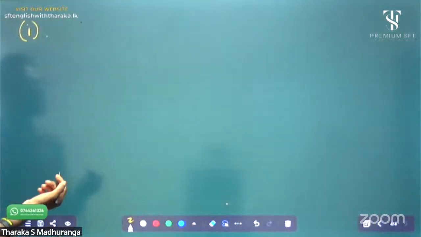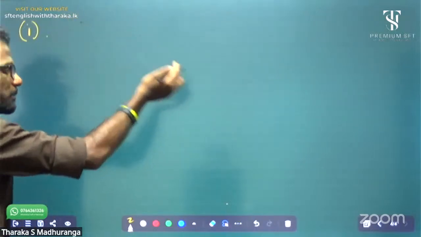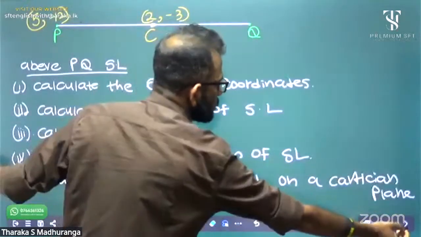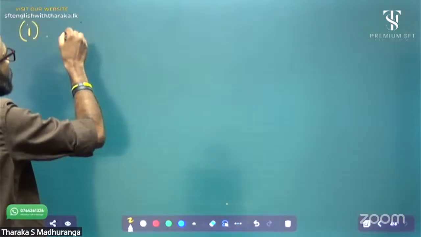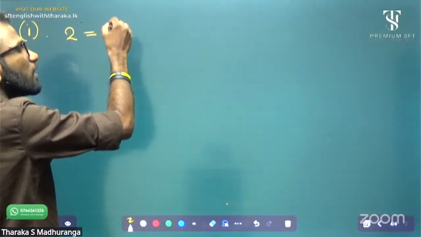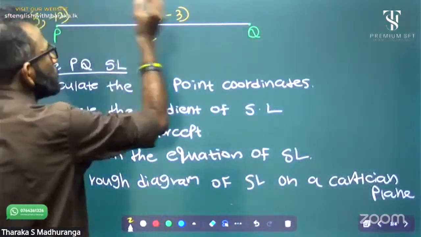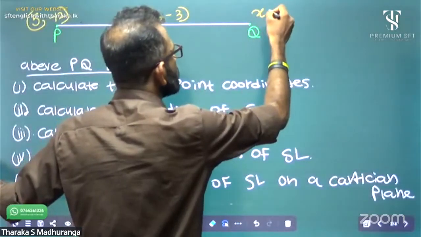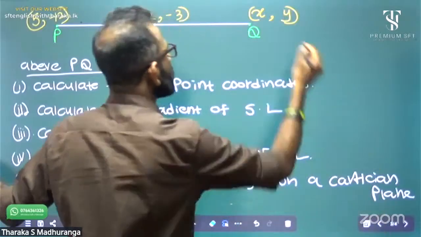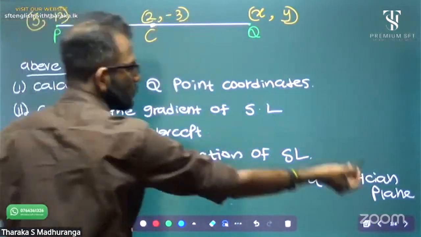Okay, how to calculate the midpoint coordinate? The midpoint x value is 2. What is the equation? x1 plus x2, over 2. What is x1? x1 is 5. Now you can say it is (x plus 5) divided by 2 equals 2.